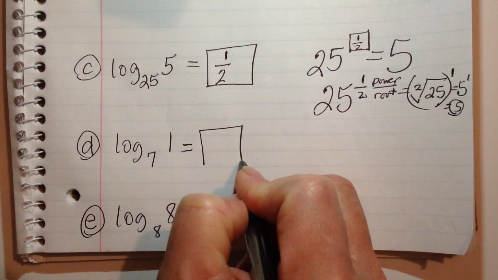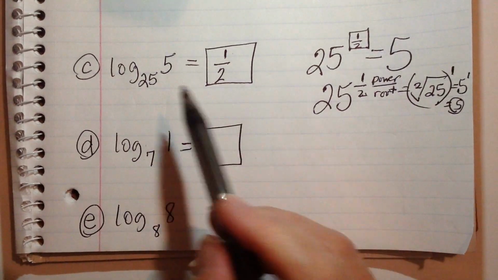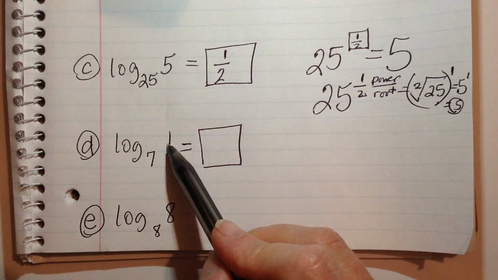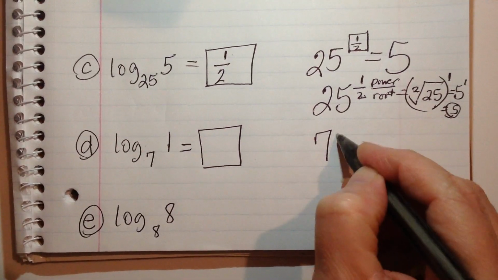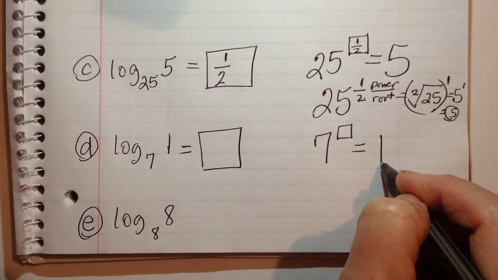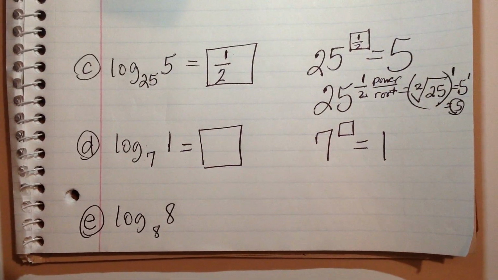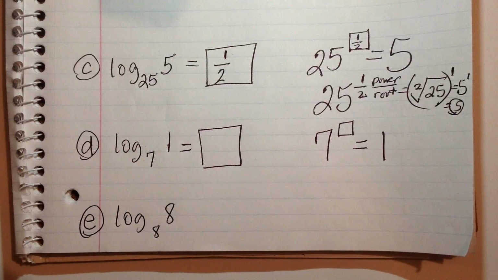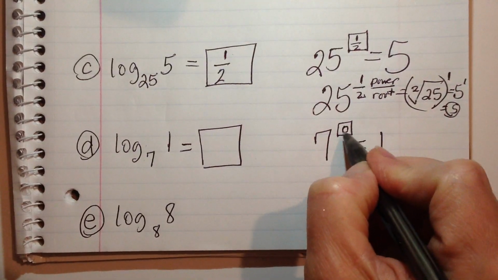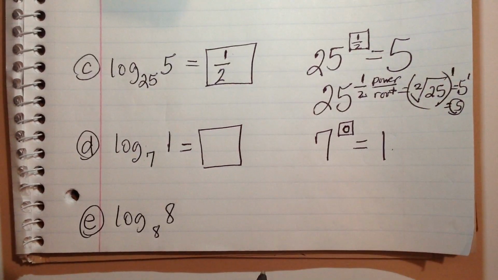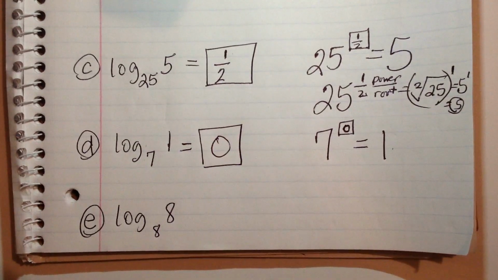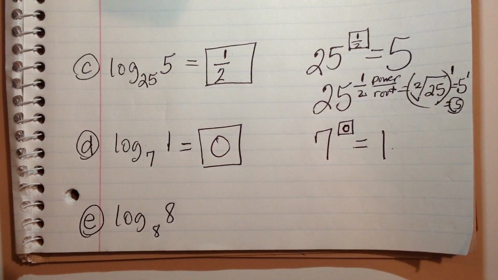Next, let's look at this example D. Log base 7 of 1. 7 is my base, raised to what exponent will give me 1? Recall, any number raised to the 0 power is 1. So I would need to raise 7 to the 0 power to get 1. So my answer to this problem would be 0.